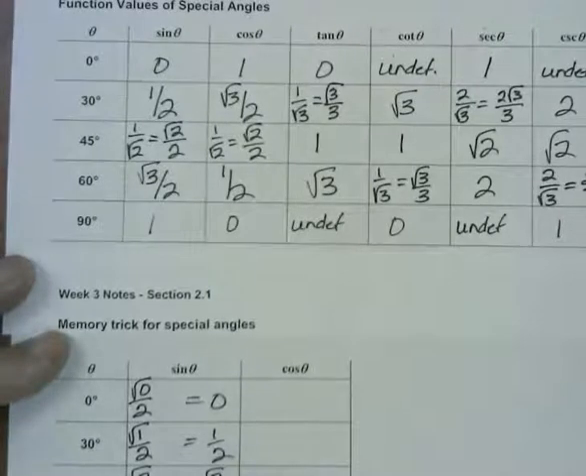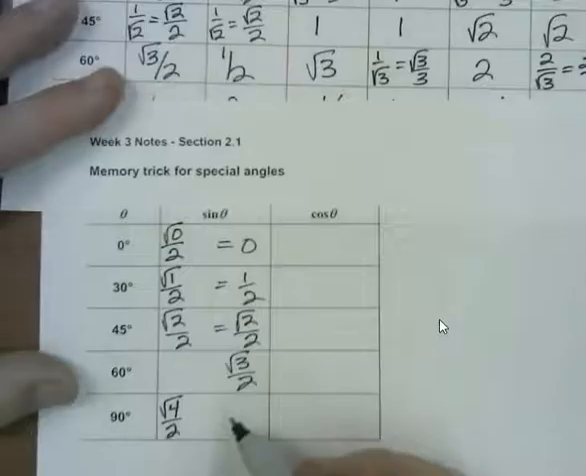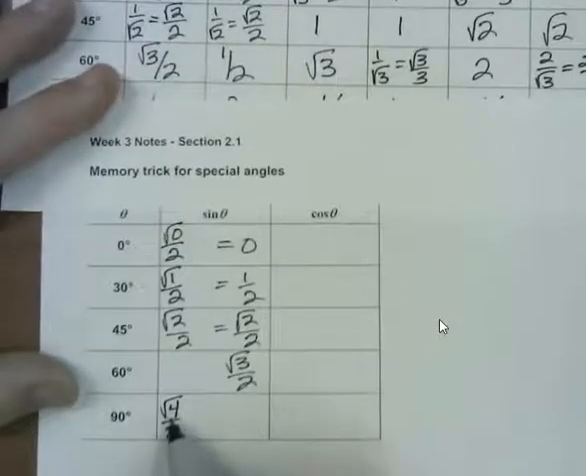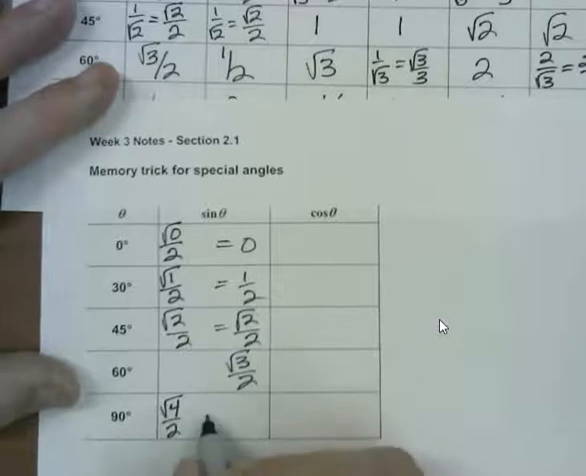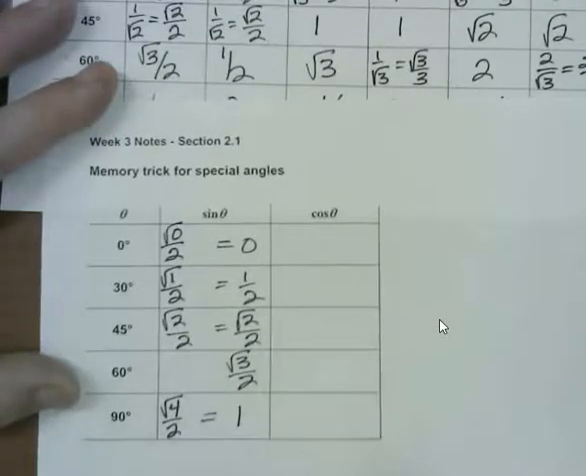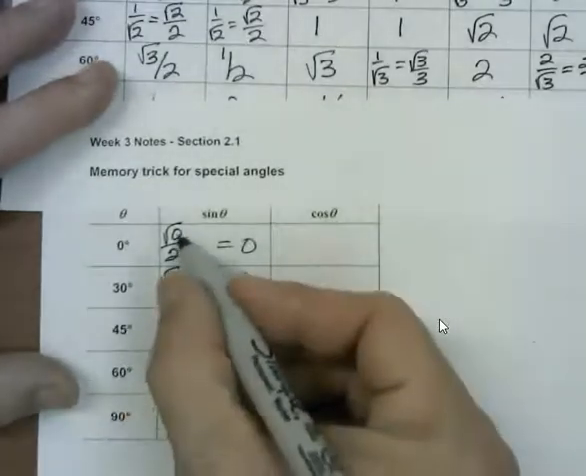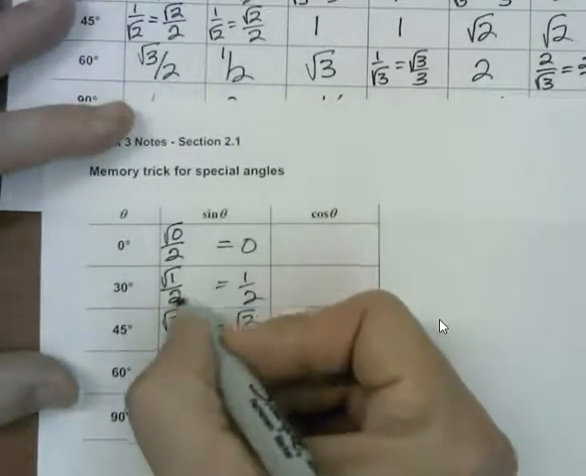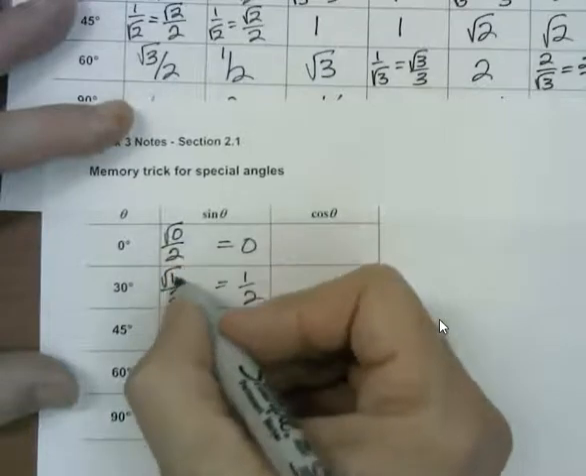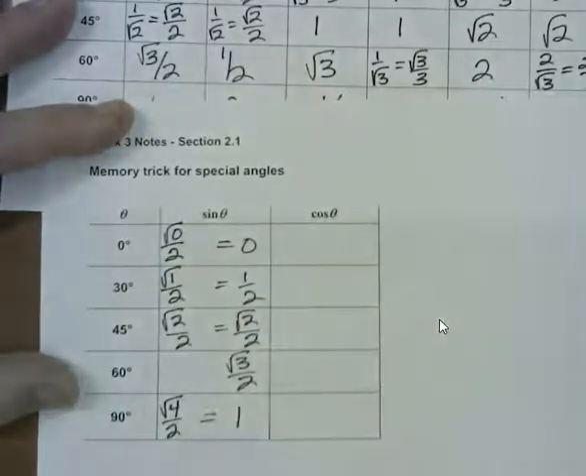For 60 degrees, it's the square root of 3 over 2. For 90 degrees, it's 1. We could rewrite that as the square root of 4 over 2, and if we simplify that, we get 1. So if you just remember how this works, we've got the square root on the top, a 2 on the bottom, and the numbers under the square roots go from 0 up to 4.